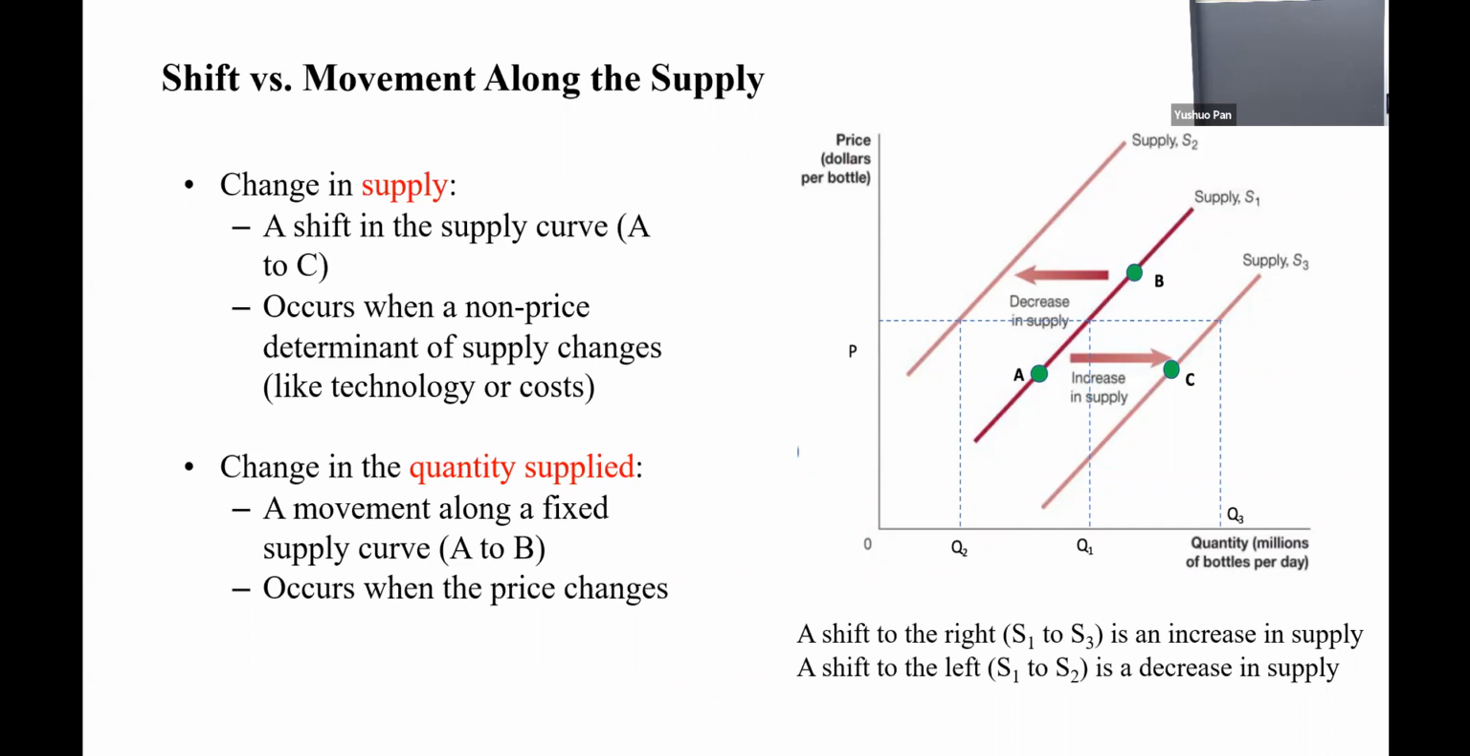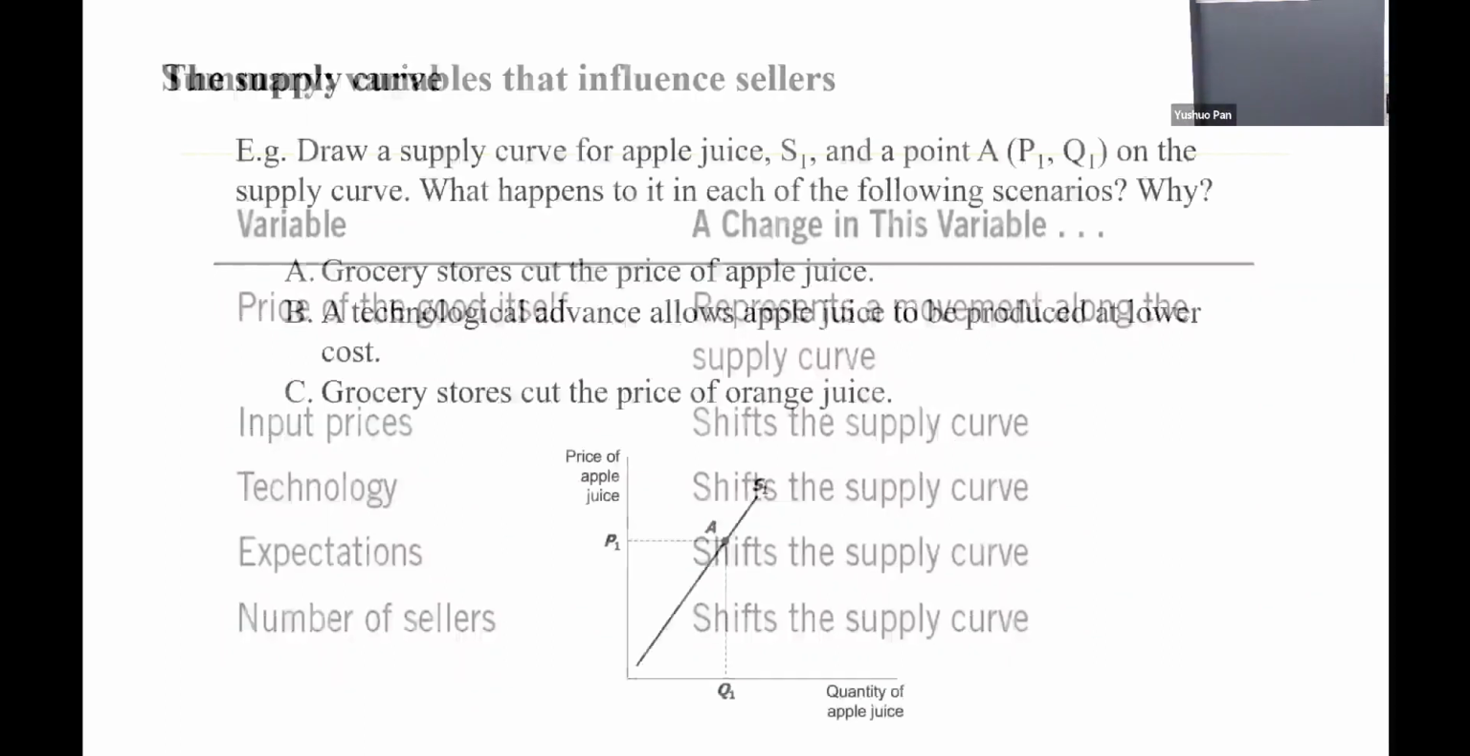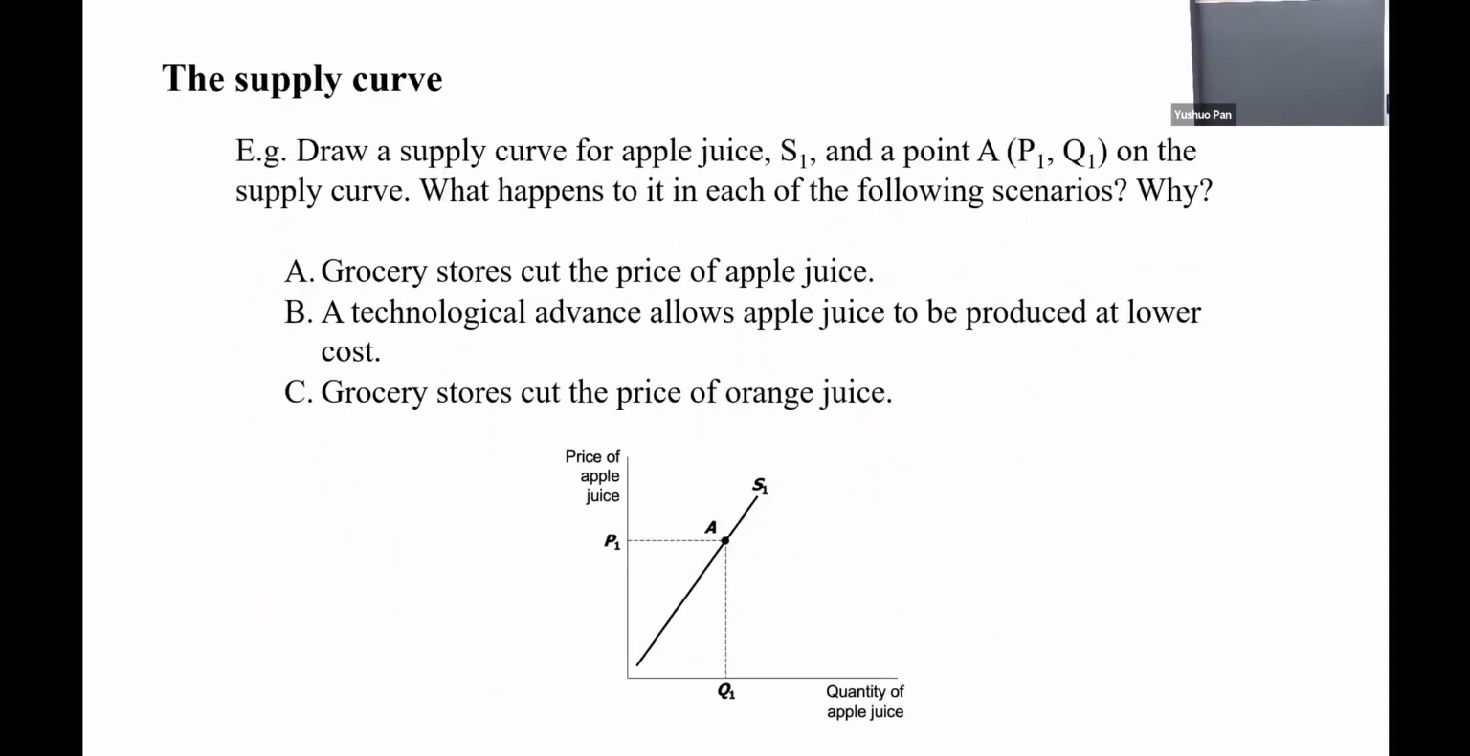The same as the demand curve, right? So a shift to the right is an increase and a shift to the left is a decrease. Again, a summary: the only reason for movement along the curve, or a change in the quantity supplied, is that the price of that good changes. And the other 4 non-price determinants will shift the supply curve. These 4 determinants are also very important in this chapter. You need to remember them. Okay, let's see an example together.